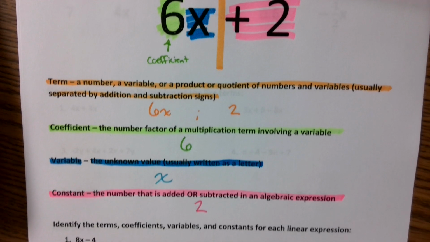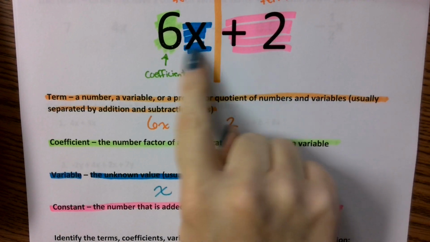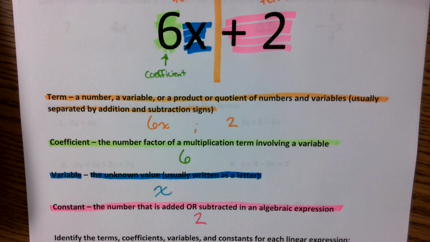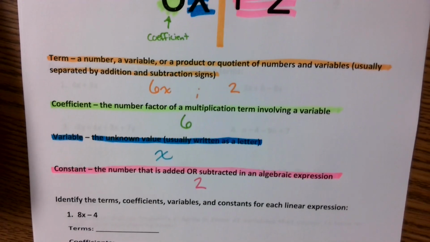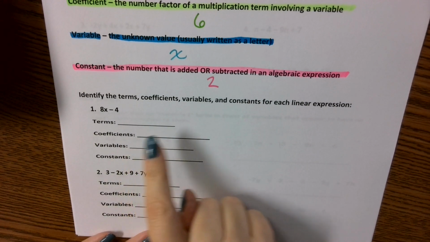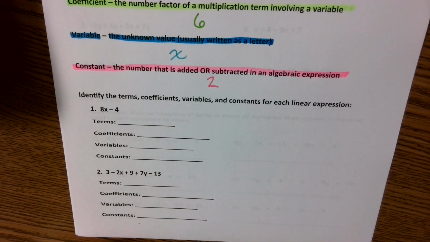Another thing that you want to make sure you're aware of is that there are differences between having a variable without any kind of exponent written and a variable with an exponent written. We're going to talk more about that on the next page in a little bit. But what I want you guys to do right now, very quickly, is go ahead and identify your terms, coefficients, variables, and constants for these two problems. You're going to do that by yourself.